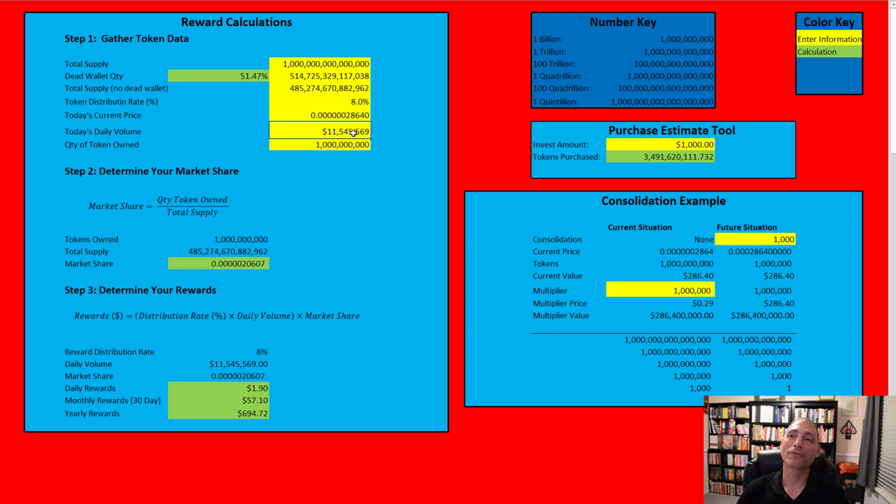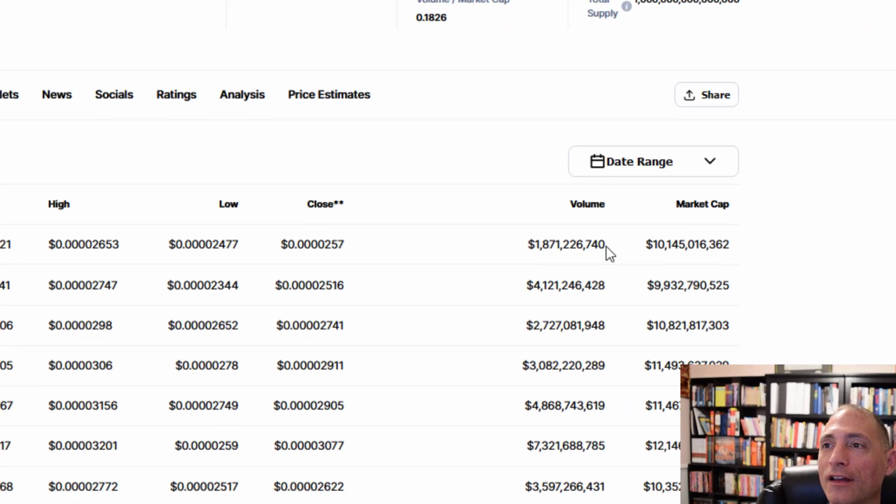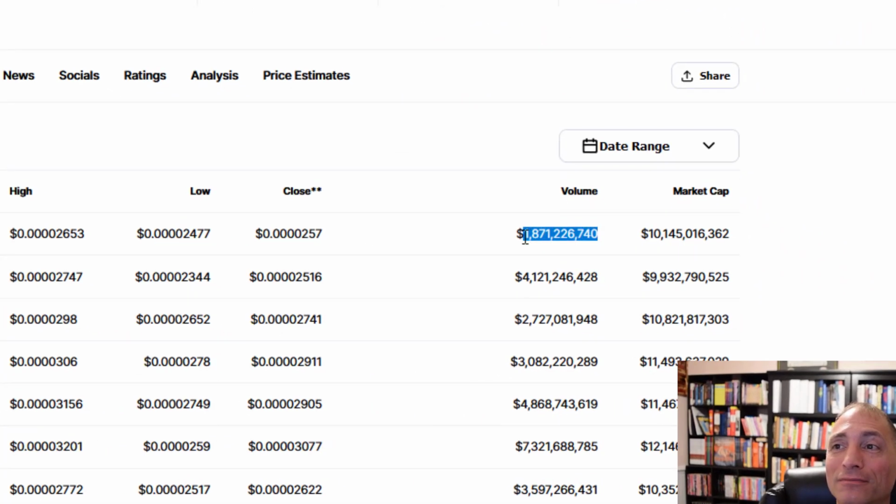But let's say, for example, that our 11 million goes up. What do we think it's going to go up to? What are the potential possibilities for EverGrow? Could it possibly match Shiba Inu? Well, let's go take a look at Shiba Inu for a second. If we look at Shiba Inu, that's a massive volume. Now, are we going to get $1 billion in volume tomorrow? No, absolutely not. Shiba Inu has been around for a little while. But is it possible that we'll get to $1 billion or $1.8 billion? I don't see why not.